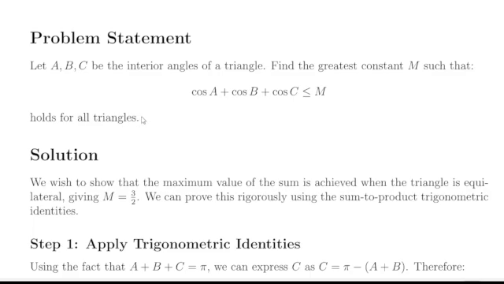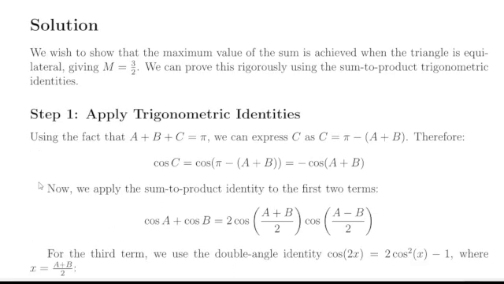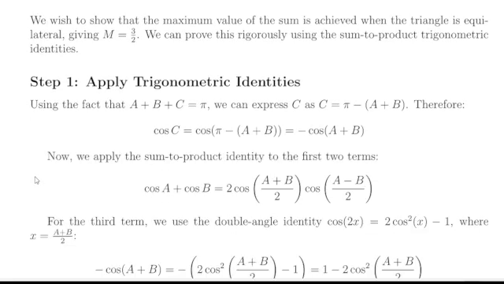In this video, we're given angles A, B, and C of a triangle. We want to find the greatest constant m such that cosine A plus cosine B plus cosine C is less than or equal to m. So we're going to do this by using a bunch of trig identities.